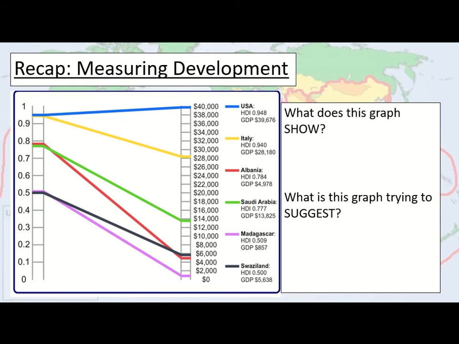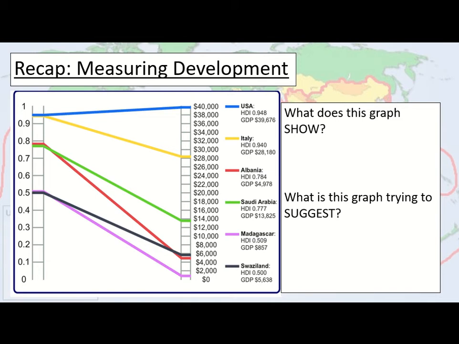So it's a bit of a recap, and I've got a couple of slides that I want to use to recap last session, which was on development indicators. What you've got here is a really handy graphic, which shows you a couple of things. Now, what I want you to do is pause the screen and try to answer the two questions on the right-hand side. It says, what does this graph show?